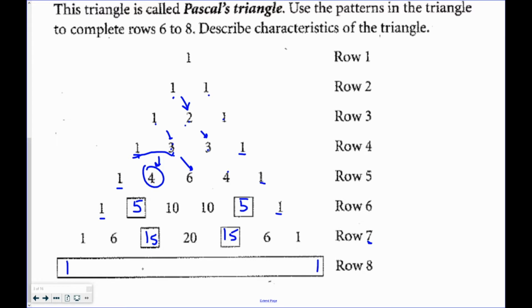And then to get all the middle terms, just start with row 7 and go 1 plus 6, 7. And then the next term is 6 plus 15, 21. And then 15 plus 20, 35. And then 20 plus 15, 35. And then 15 plus 6, 21. 6 plus 1, 7. So you see that pattern emerging where you have the 2 7s, the 2 21s, the 2 35s. So that goes on and on and on.